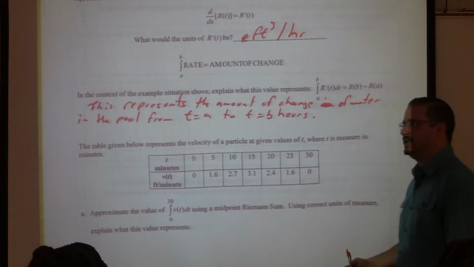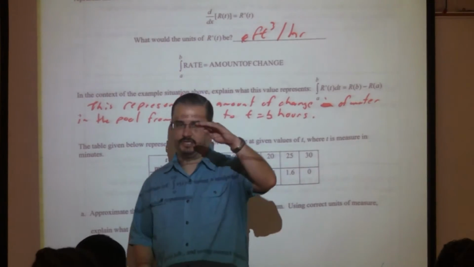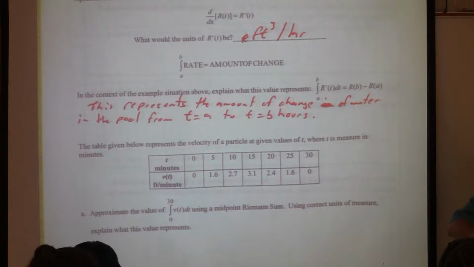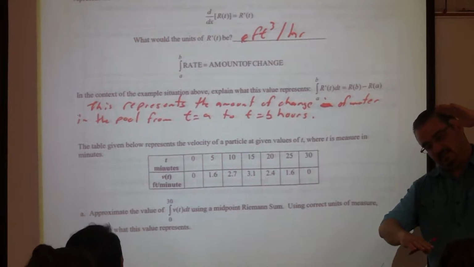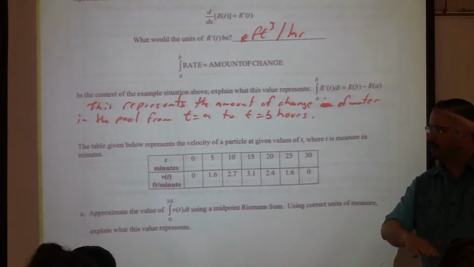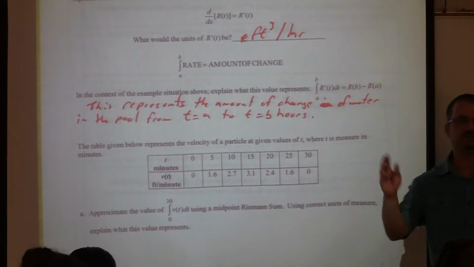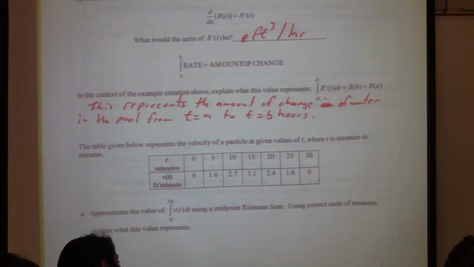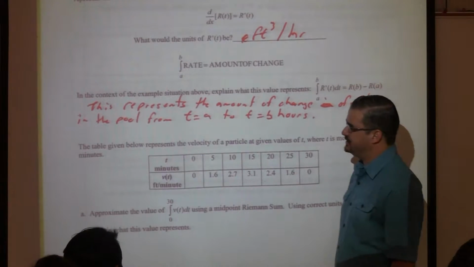It's kind of saying the water at this time was this much, and then the water at this time was this much. So what you're calculating is the change in the water, how much water was in it. You could also say that you're talking about the change in the water level. That would also be a good justification.